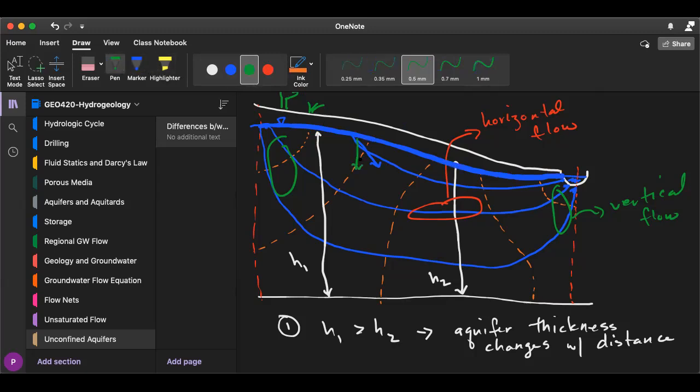There's my vertical flow. There's my horizontal flow. So, near the water table, most of my flow is in this vertical direction, and I have sub-horizontal. But then, sort of in the middle down here, very little vertical flow.